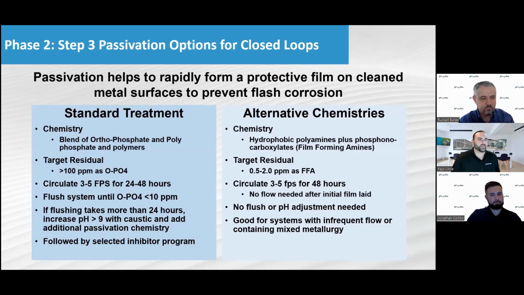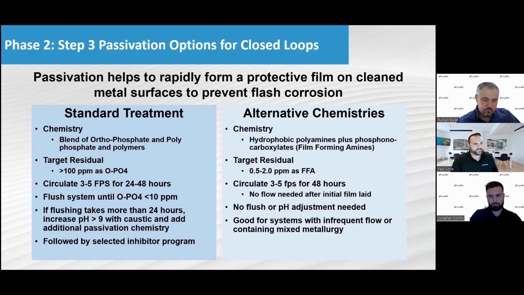Yes, this is going on a little bit more about the different options we talked about. So the standard treatment that you'll see across the board, especially if it's a lot of carbon steel, mild steel, copper throughout the system, is a blend of orthophosphate, polyphosphate, and polymers. You're really shooting to get that ortho up above 100 ppm and circulate that at 3 to 5 feet per second for anywhere from 24 to 48 hours. Following the completion of that, you want to start another flush and get all that chemistry out of the system until we get that ortho below 10 ppm.